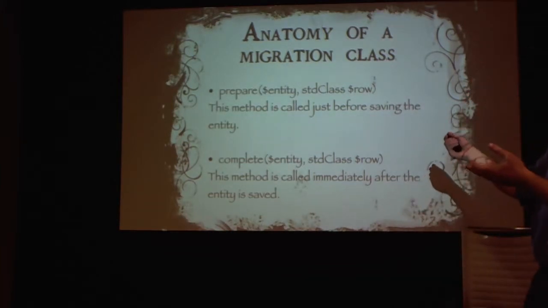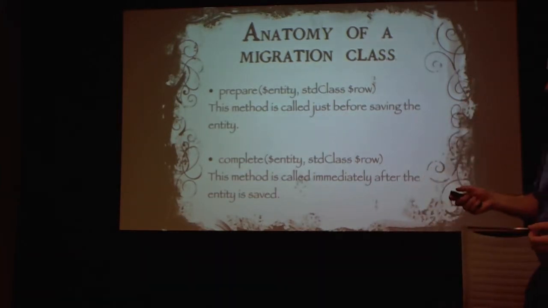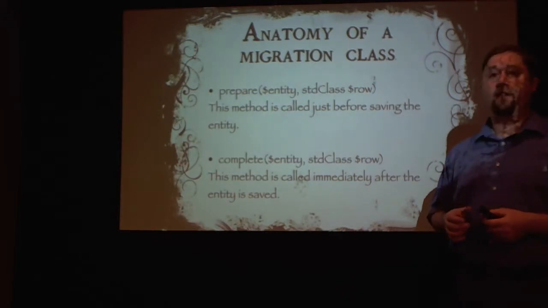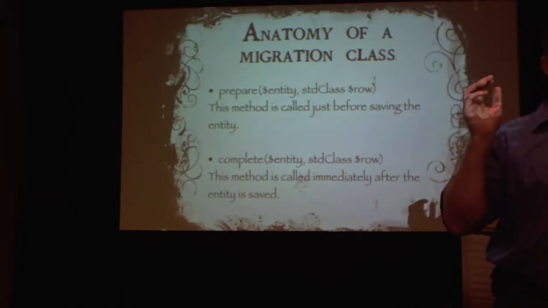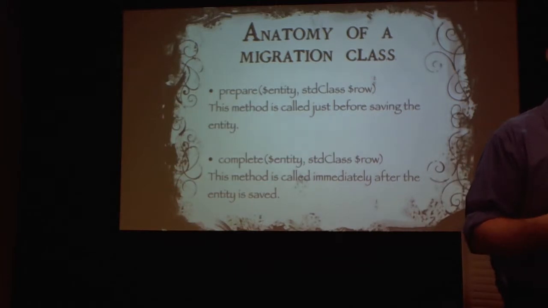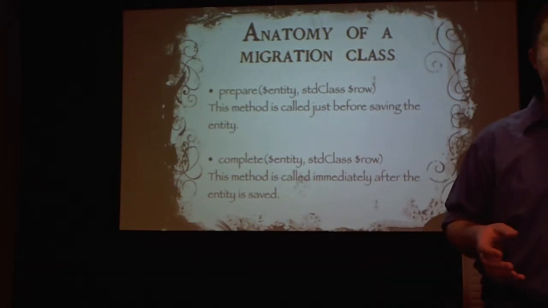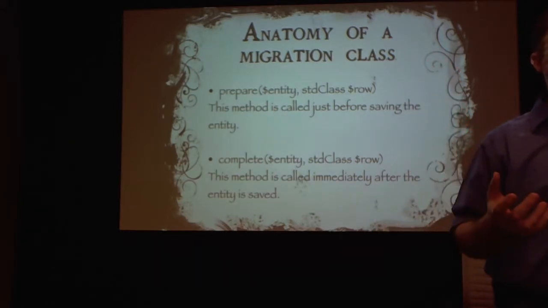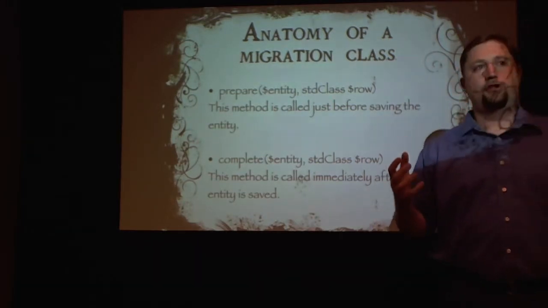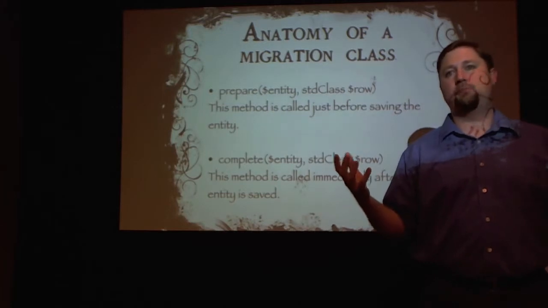So the next method we're talking about is the prepare method. The prepare method is called just before saving the entity. So it's already looked at all the fields. It's already taken each one of those fields that you've done and run its preparations on it, and it's about to save. This is your last chance to modify the entire object before it gets saved.